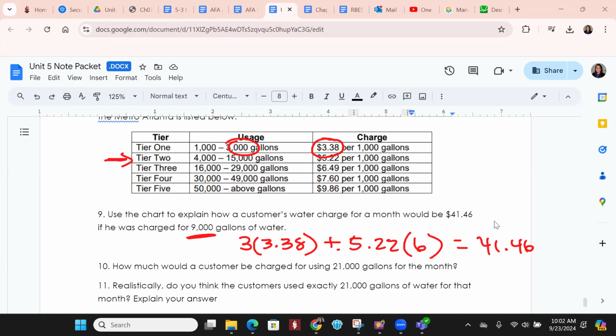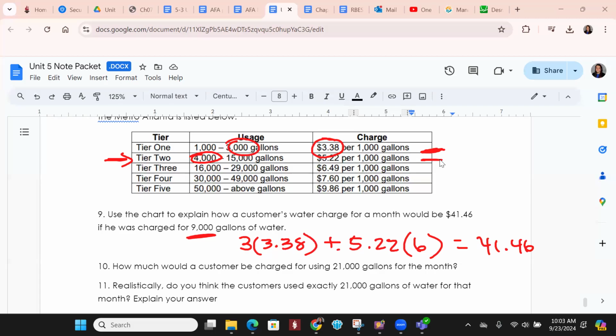This reminds me of the little tax bracket thing that we did in chapter 2. So we use up to whatever this limit is, we're still in tier 1. And then we look at tier 2. So we're charged differently for the rest. Does that make sense? That's a little tricky.